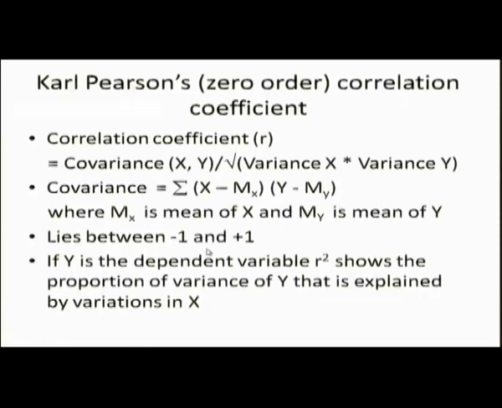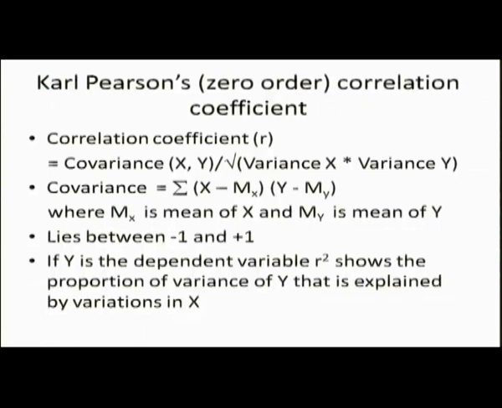The correlation coefficient lies between -1 and +1. The lowest possible value of correlation can be -1, the highest possible value can be +1, and if Y is the dependent variable, r square shows the proportion of variance of Y that is explained by variations in X. This statement helps you in interpreting the correlation coefficient.